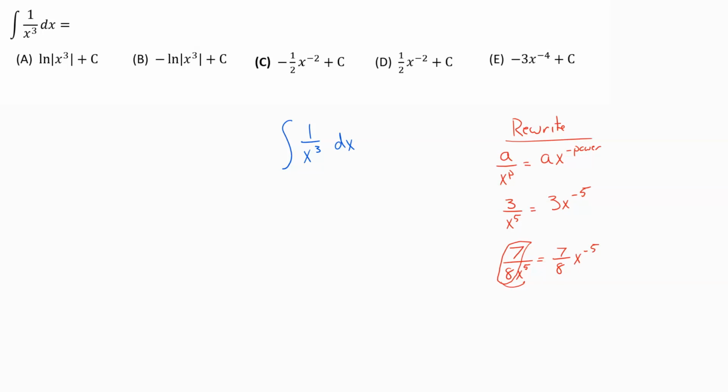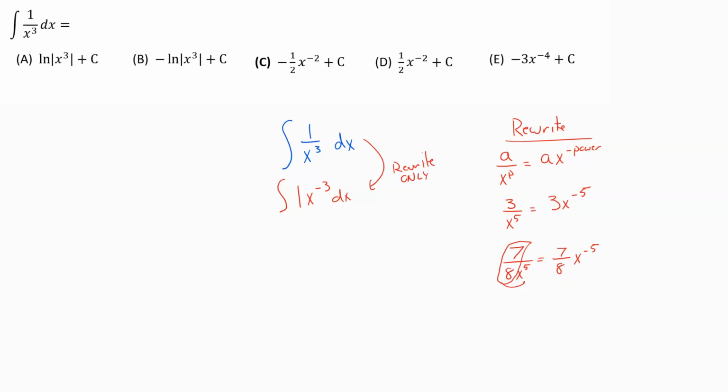Looking at our problem, we have an x on the bottom that we need to bring to the top. So the first thing we would do is rewrite this as 1x to the negative 3. And so we put that down as our rewrite only. We didn't take any antiderivatives yet.